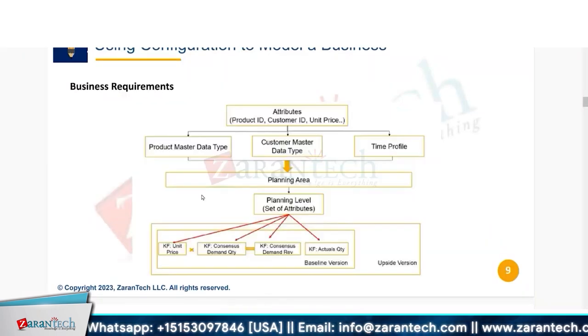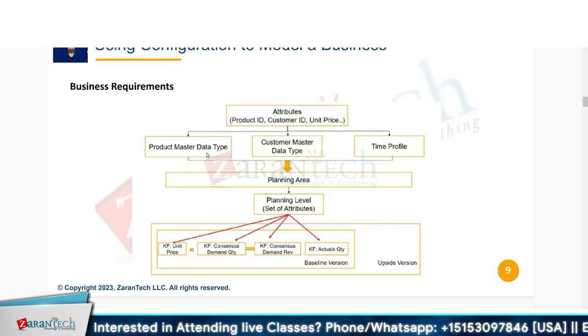Any questions? No? Okay. So using a configuration to model a business, what all things at a high level are basically required. One is first you have to create the attributes. When we get into the practical session in 20-30 minutes from now, you will actually understand what exactly I am talking about. So first you have to create the attributes, and the attribute will be related to product master data type, customer master data type, and it can also be related to the time profile. These are the attributes which need to be created first in the planning area.